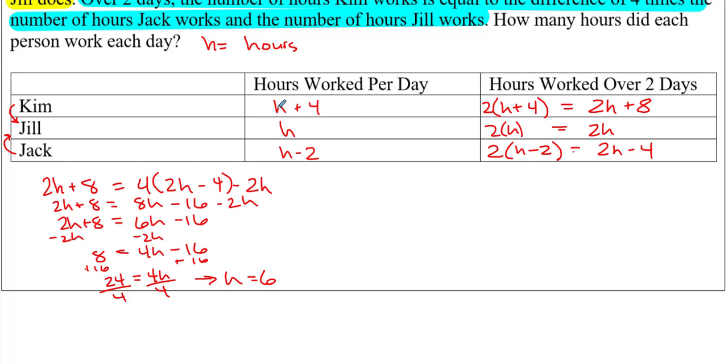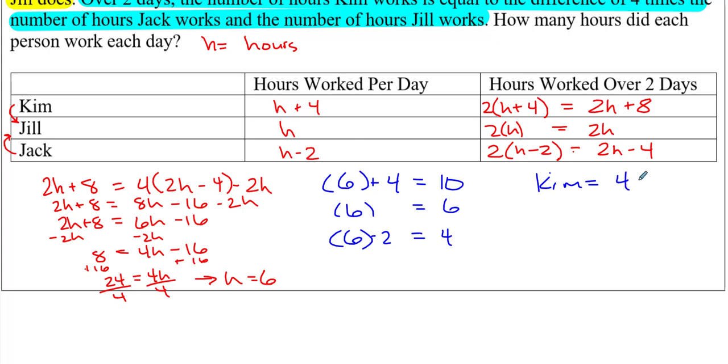Okay, so we found out what h is, but we have these 3 different expressions that we need to plug this into. So we're going to have, for Kim, we're going to do 6 plus 4 is equal to 10. We have just the 6 for Jill, which is equal to 6. And then we have the 6 minus 2, which is equal to 4. So Kim is equal to 4 hours. Jill is equal to 6 hours. And Jack is equal to 4 hours.